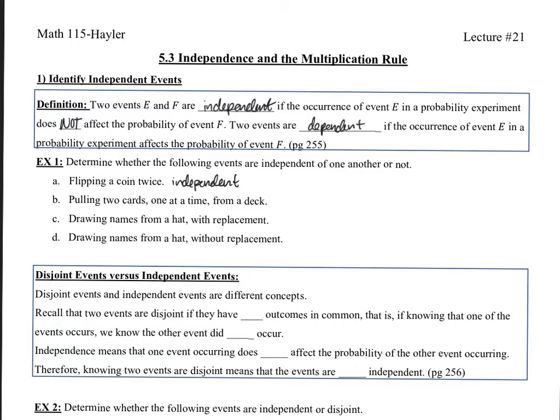How about pulling two cards one at a time from a deck? Well, let's say I have a deck of cards, and I pull out one card. I have now removed that card from the deck, which means there are fewer cards in this deck. So when I pull a second card, it actually is affected by what I pulled the first time. The situation is now different. I have changed what I'm pulling. So these are actually dependent.